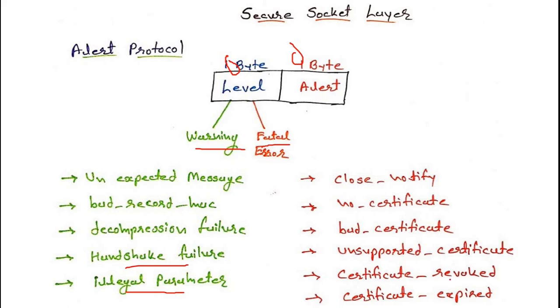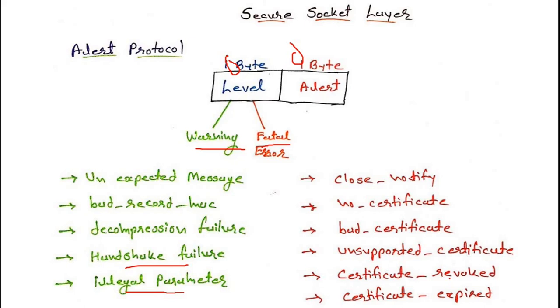Certificate revoked and certificate expired. Whenever we are using a certificate, there is a need to renew it every 6 months or 1 year, depending on the particular allotment of the certificate. After the expiry date of the certificate, we always have to register it again and extend the validity. So that is certificate expired and certificate revoked, which means the certificate may not be feasible with the actual available content. That is everything about the alert protocol.